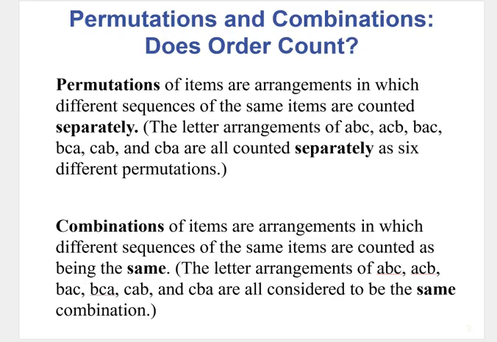Okay, the first thing we need to discuss is, does order matter when you're arranging items? And the answer is yes and no. Sometimes it does and sometimes it doesn't. If you are arranging items and the order does matter, that is called a permutation. So if I look at the letters A, B, C, ABC, ACB, BAC, BCA, CAB, and CBA are all 6 different unique arrangements. So those are the 6 permutations of the letters A, B, and C.